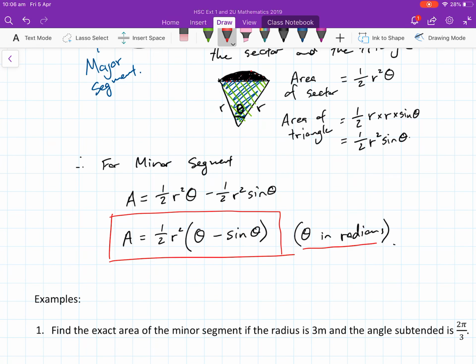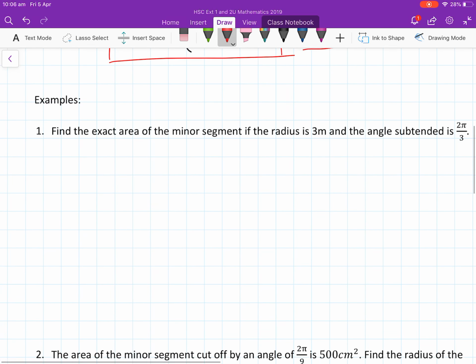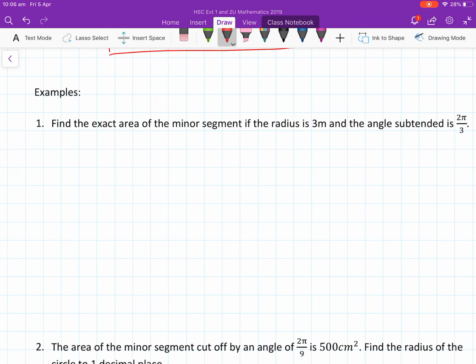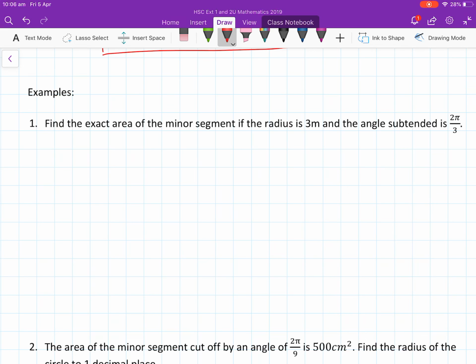Okay, now again, let's do a couple of examples. We're going to do the first one. Find the exact area of the minor segment if the radius is 3 meters and the angle subtended is 2 pi on 3. Let's say it again. 2 pi on 3 is equal to how many degrees? Well, we always multiply by 180 over pi, and it ends up being 120 degrees.